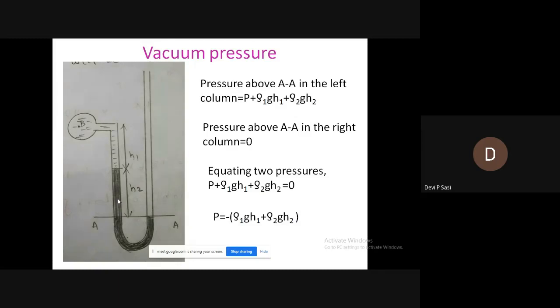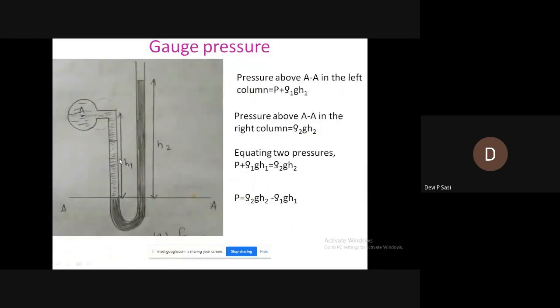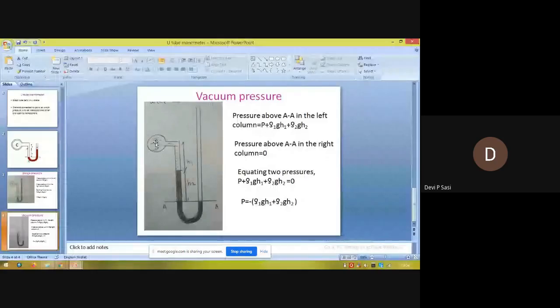Now, again we can write the pressure above the datum line in the left column. In the previous part, there was only one liquid in the left column above the AA line, when considering the gauge pressure. But in case B, you can see that two kinds of liquids are present above the AA line. Let us assume the pressure at point B to be small p.